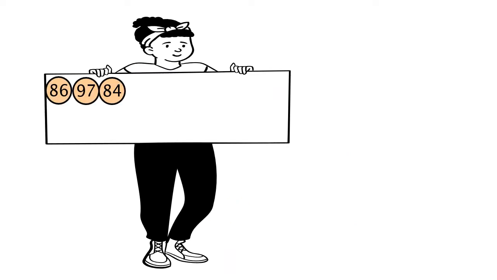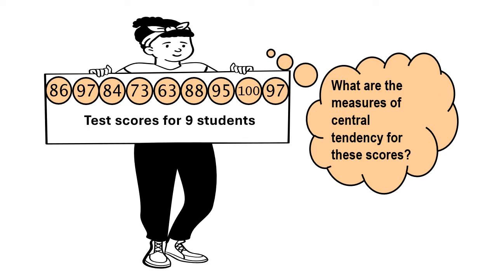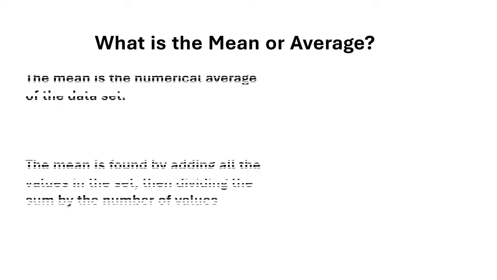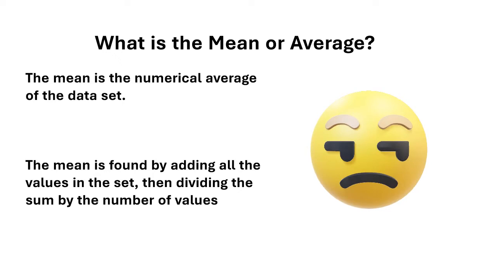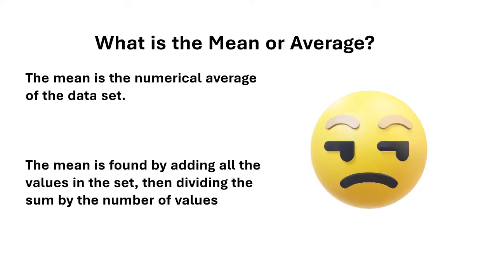So if we took the test scores for 9 students, what can you say about the measures of central tendency for these scores? We're going to start first talking about the mean, or the average. How do we define the mean? The mean is the numerical average of my data set. It's found by adding all the values in that set, then dividing the sum by the number of values.